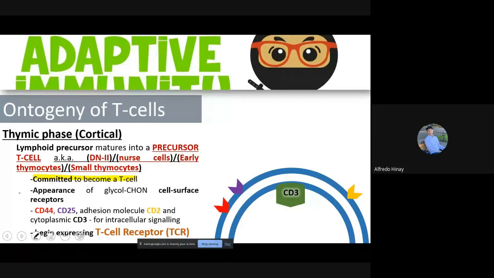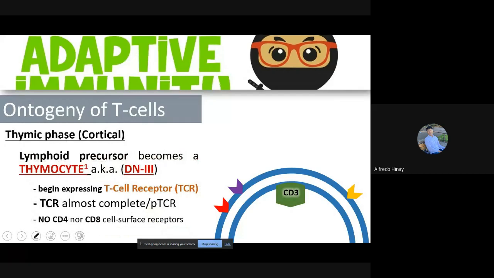Yan. Tapos, na siya class? Mag-start na siya og express og TCR or T-cell receptor. Pag mag-start na siya class, mao na siyang DN3. Okay? So DN3, we also known as your thymocyte.